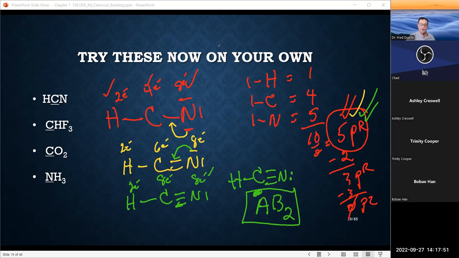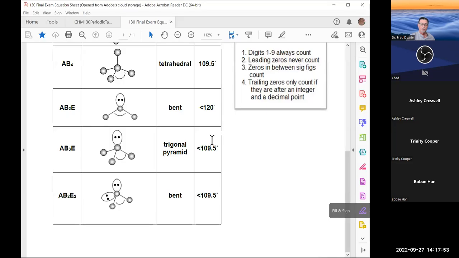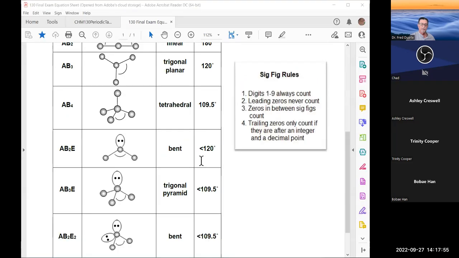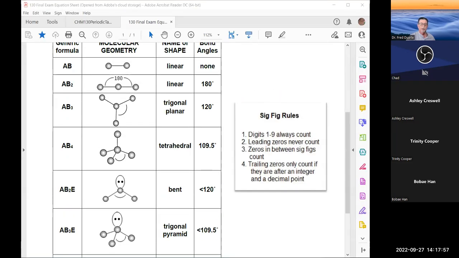Now we go back to the shapes table, search for AB2, and sure enough, there it is right there. So here's the general formula for AB2. We have the carbon here, the nitrogen there, and the hydrogen there. That bond angle is 180 degrees, and the name for that particular shape is linear. Okay, it's a linear shape.